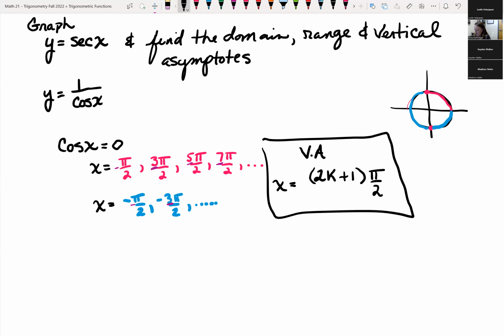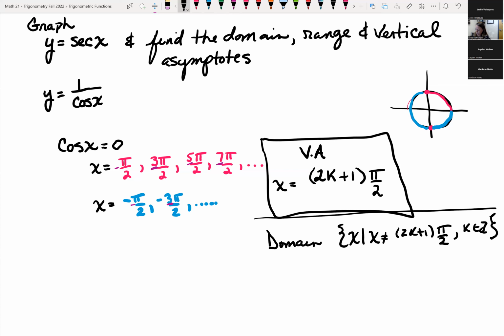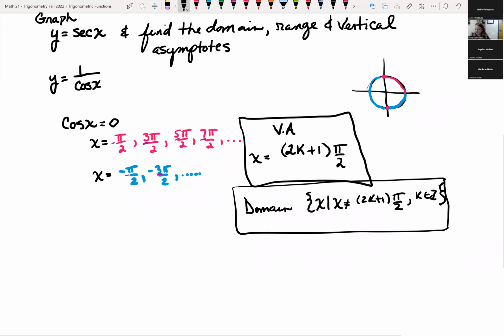And those are also values that we have to exclude from the domain. So the domain's going to be all real numbers except these values. So the set x such that x does not equal an odd integer 2k plus 1 times pi halves. Again, k is an integer. So let's use that fact. Let's graph cosine of x. And then based off of graphing cosine of x, we can get secant of x.